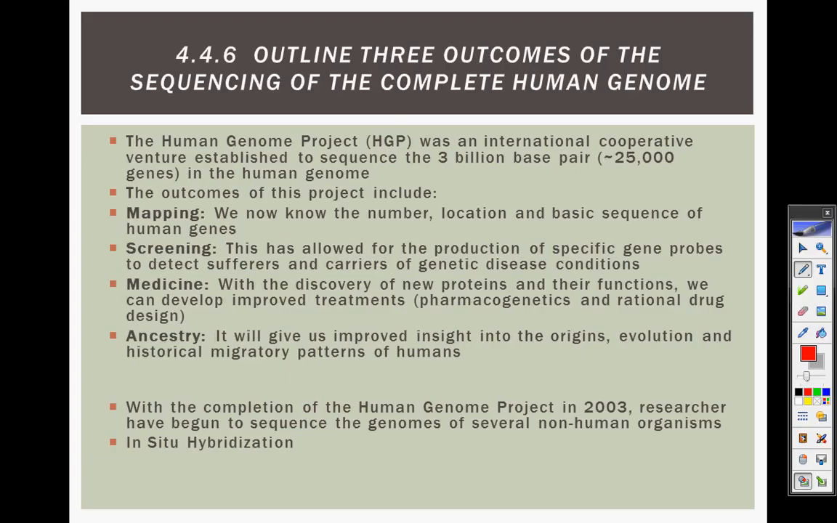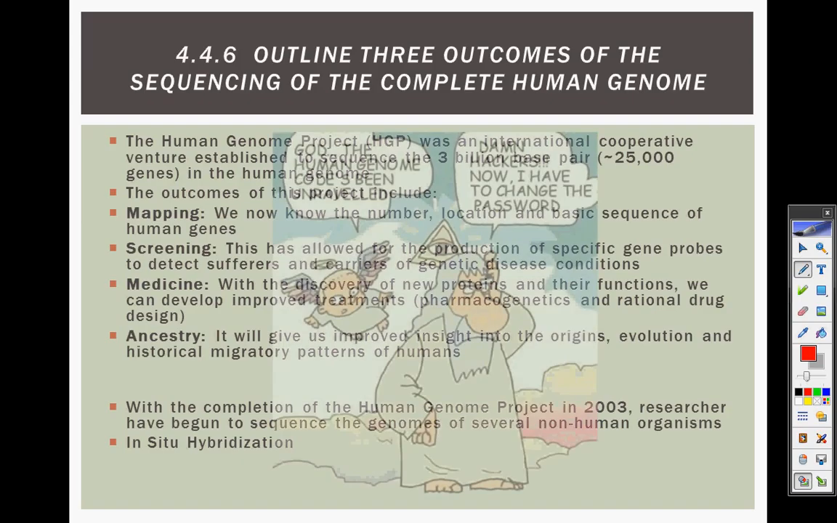Screening allows for the production of specific genes and probes to detect sufferers and carriers of genetic disease conditions. In medicine, genomic medicines, pharmacogenetics, and rational drug design. Ancestry will give us improved insight into our origins, evolution, and the history and migratory patterns of humans through mitochondrial DNA. We have begun to sequence the genomes of non-human organisms, and we have in vitro hybridization.